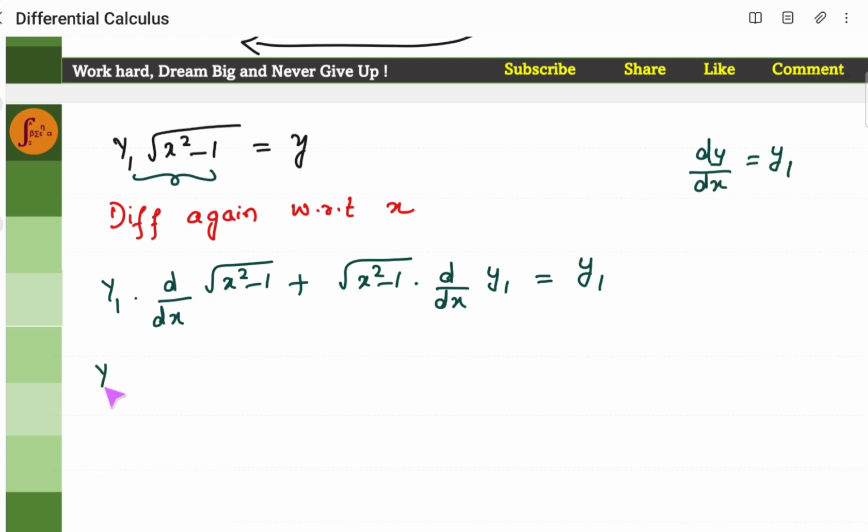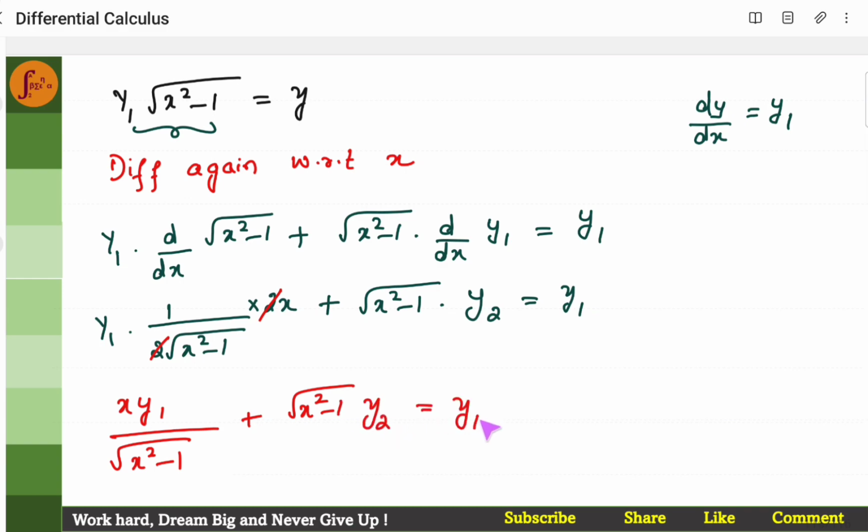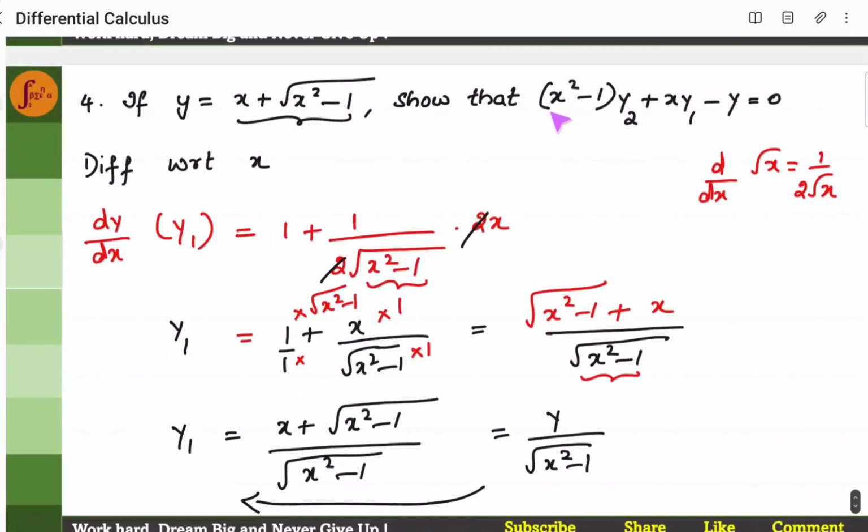So now y1 into derivative of root of x square minus 1 is 1 by 2 root x square minus 1, and derivative of x square is 2x plus root of x square minus 1, derivative of y1 is y2, and this is equal to y1. Now I'll cancel 2 and 2 here. So what do I get? I get x y1 by root of x square minus 1 plus root of x square minus 1 into y2 is equal to y1. Now we'll have to get it in this particular form, x square minus 1.